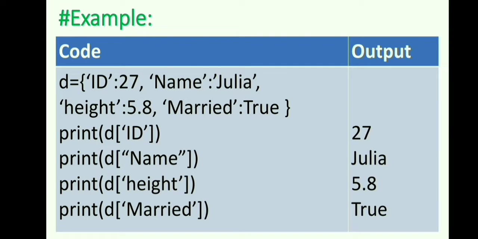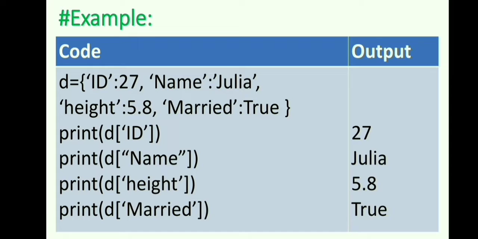Example. Open the Python IDE or any text editor, type this Python code and run it. We can also run this code on the Python terminal. In this example, a dictionary is assigned to the variable d. Then we have accessed the dictionary values by using their keys. This dictionary's keys are ID, name, height and married. The values for these keys are 27, Julia, 5.8 and true respectively.